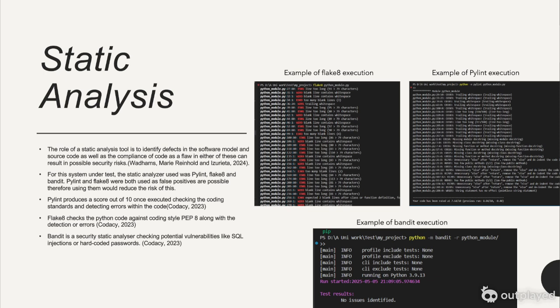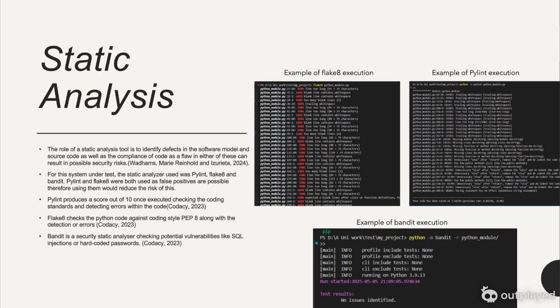Static analyzers will also be used. The role of a static analyzer is to identify defects in a software model and source code, as well as the compliance of code, as a flaw in either of these can result in a possible security risk. They are able to identify defects within the code without execution of the code.